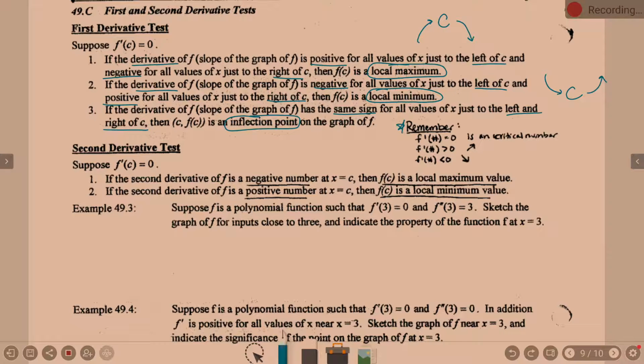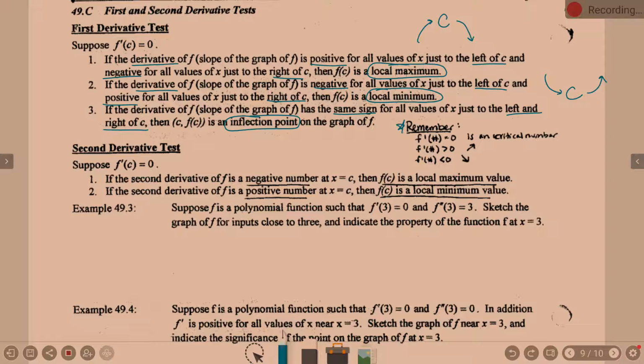Little friendly reminder right here. If the first derivative equals 0, we've already talked about this a couple of times today, it's a critical point, a critical number. If the first derivative is greater than 0, aka positive, my graph is increasing. If the first derivative is less than 0, aka negative, then my original graph is decreasing.